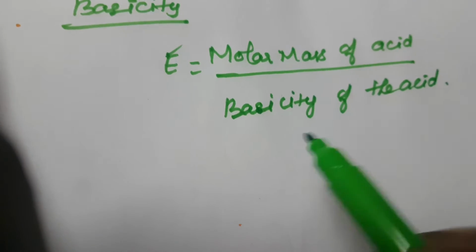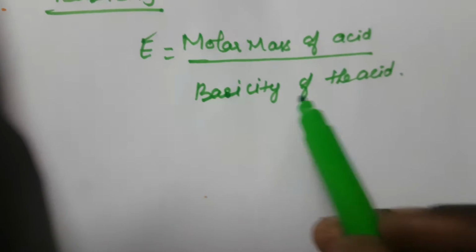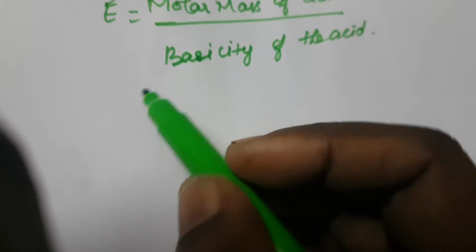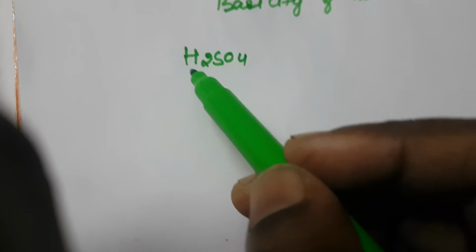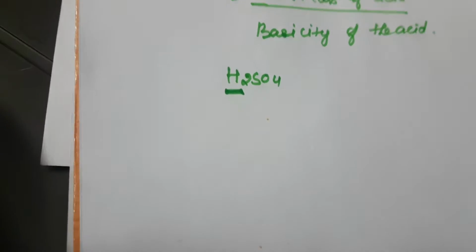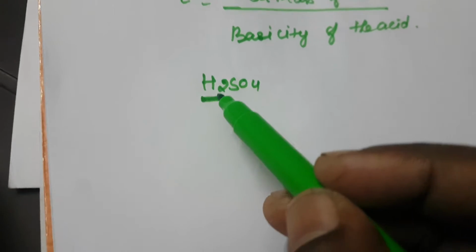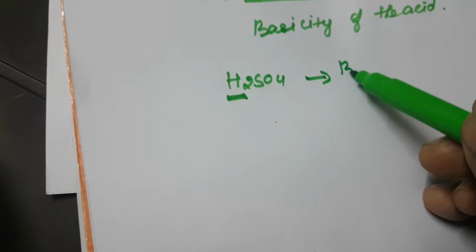So what is meant by basicity? The number of replaceable hydrogen ions. Simply remember: number of replaceable hydrogen ions. Say, for example, H2SO4. How many hydrogens are there? So what is the basicity of sulfuric acid? That is 2. What does that mean? The number of replaceable hydrogen ions. So the basicity is equal to 2.